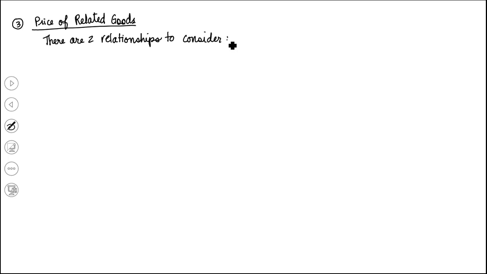Okay. And one relationship is goods can be substitutes, or goods can be complements. Now notice that's complement with an E, not with an I. So complement with an I would be, oh, Dr. Marks, you're like the best thing since sliced bread. And complement means something different, all right? So let's start with the easier of the 2, and that is substitutes.